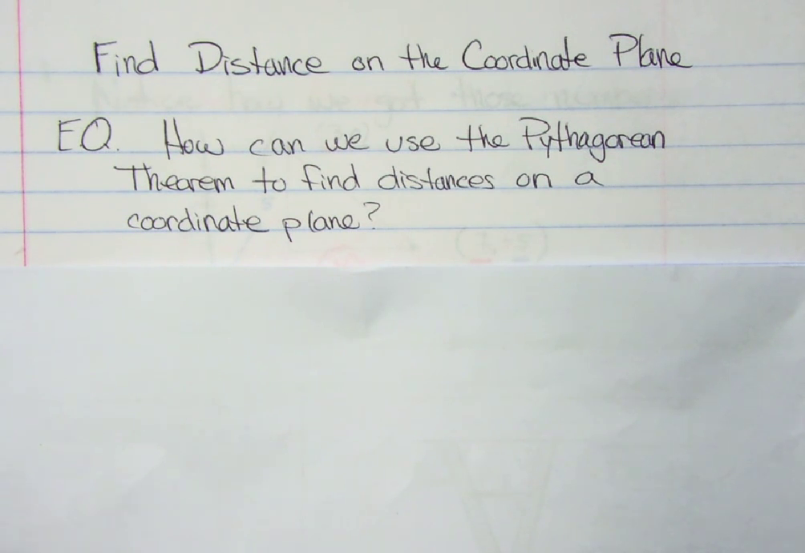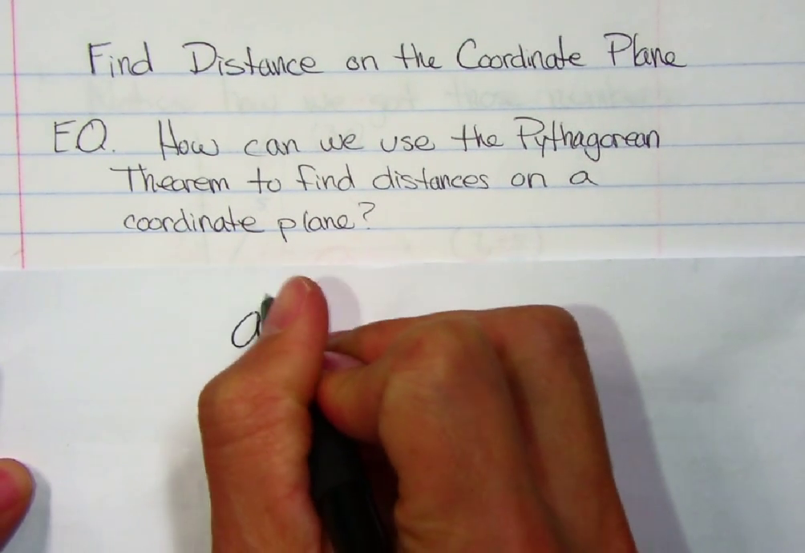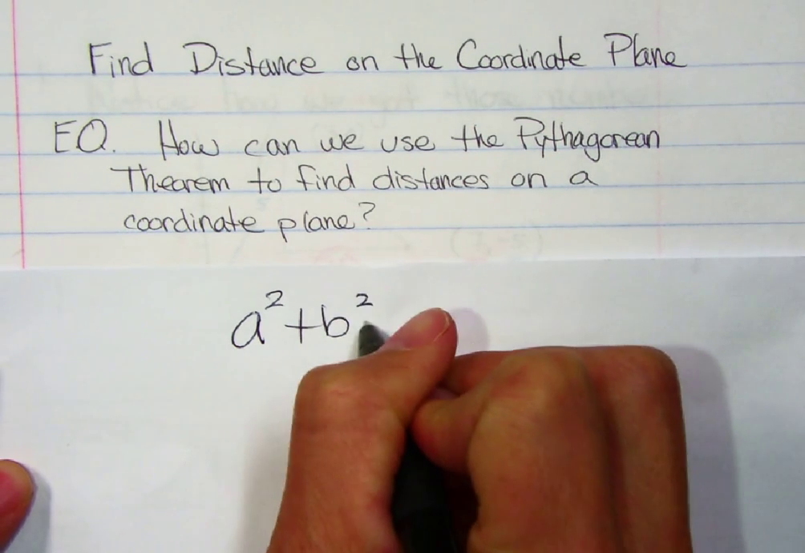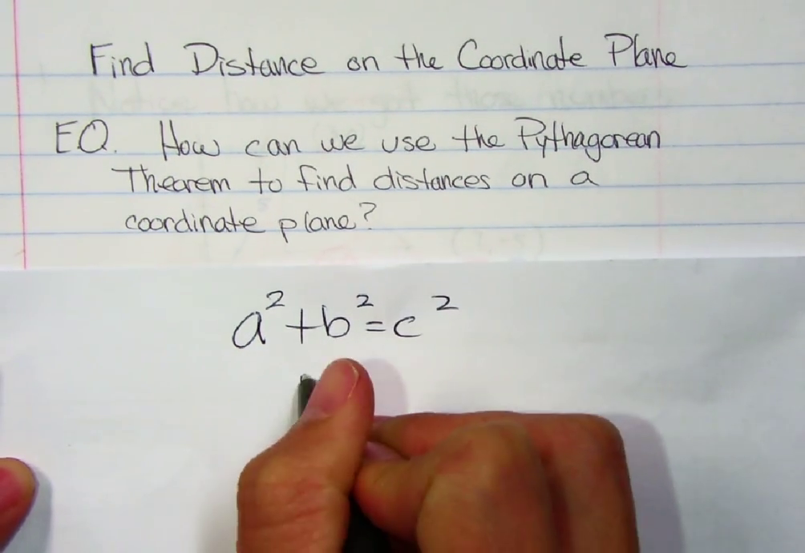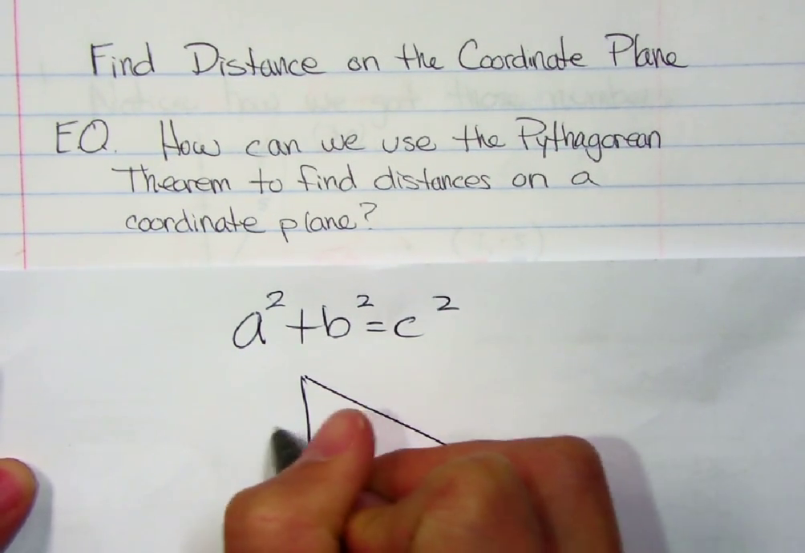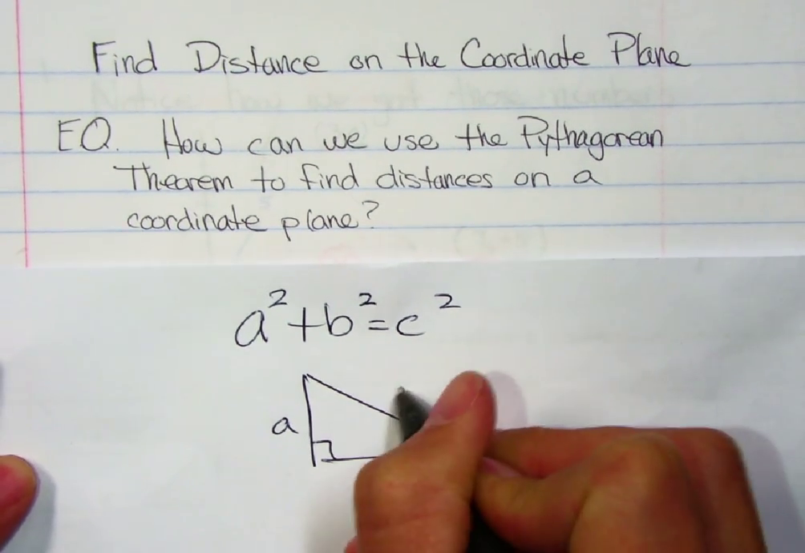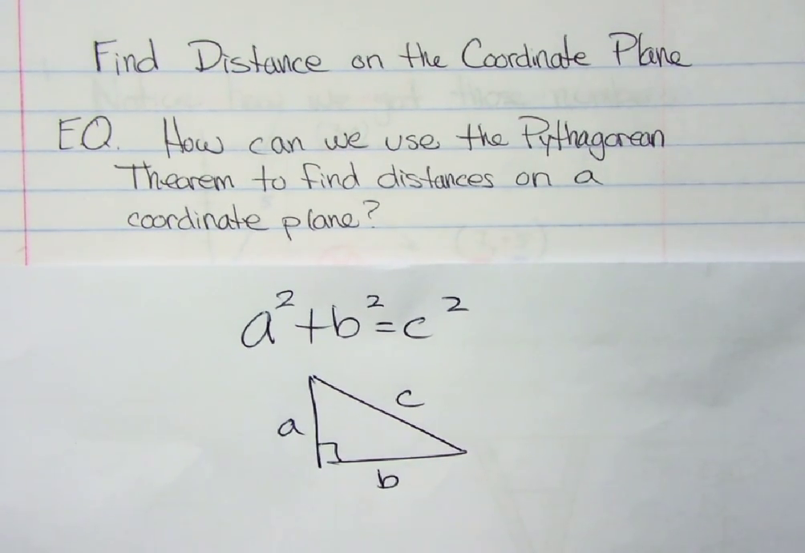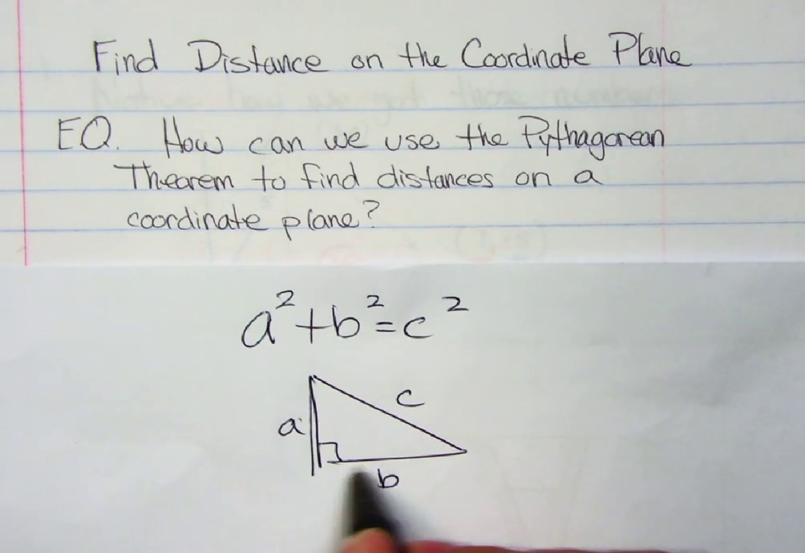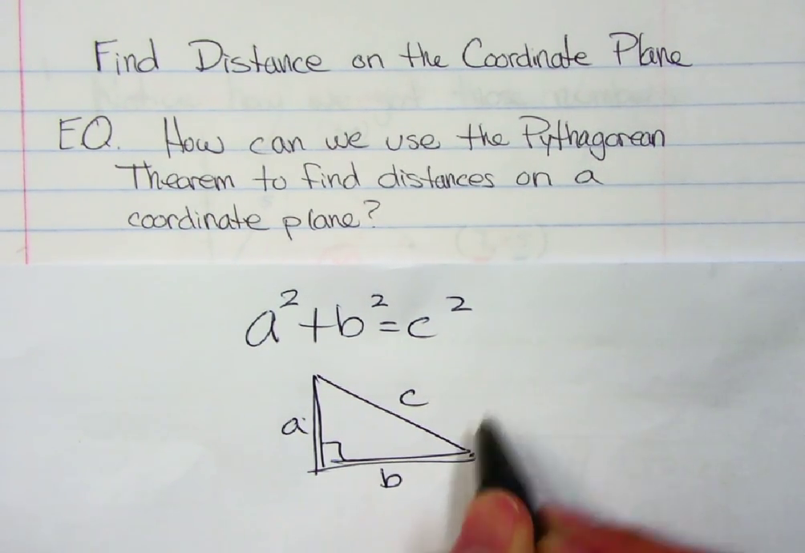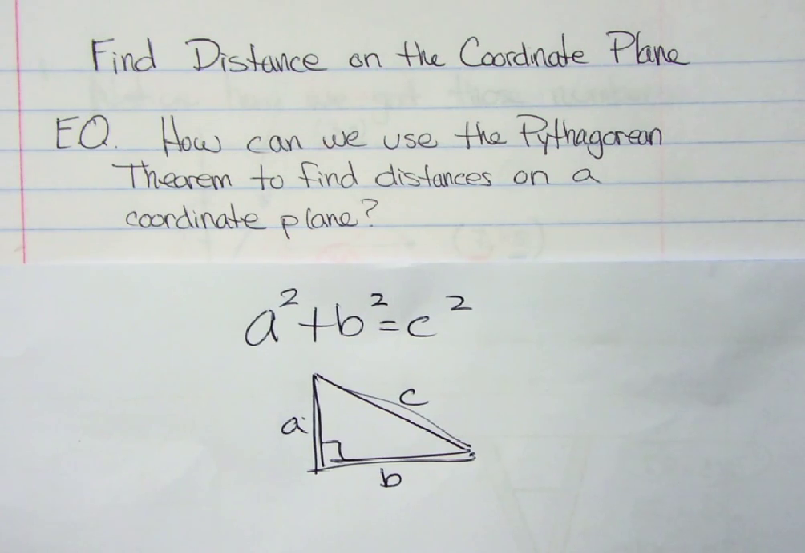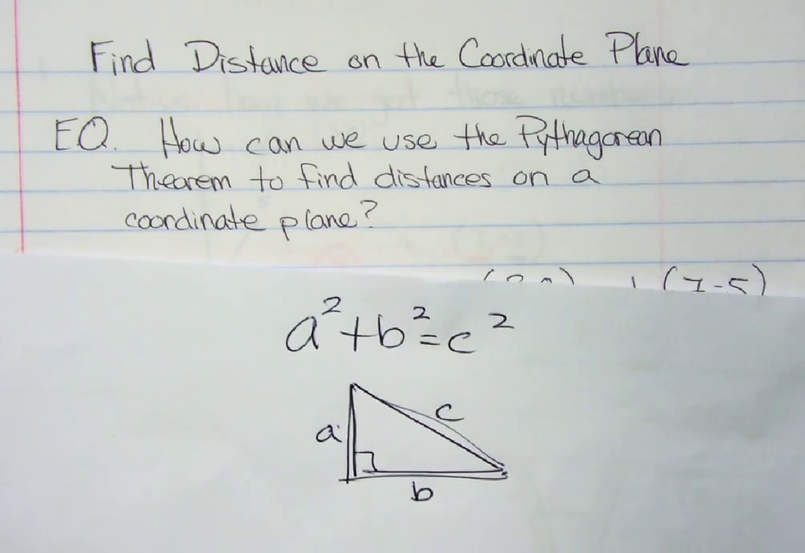All right, so let's recall real quick. The Pythagorean Theorem states that when I have a right triangle, the two legs are called A and B, and the third side, the hypotenuse, is called C. If I square this side and square this side, it equals this side squared. And that's going to be super helpful for me today.